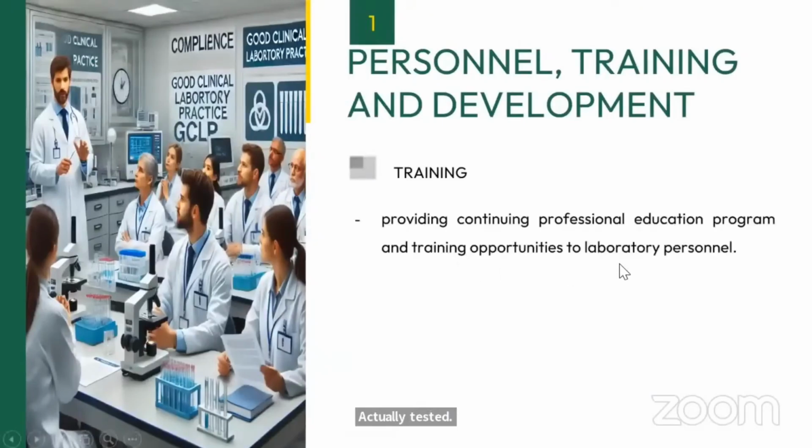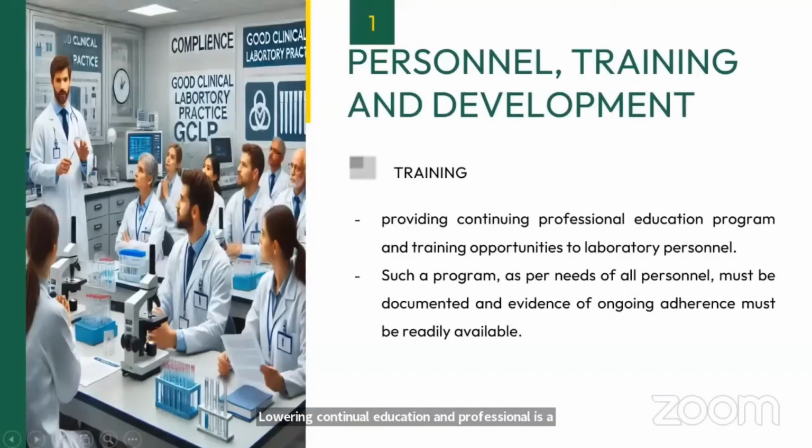Providing continual education to professionals is a requirement, one of the GCLP requirements. Such programs, as per the needs of all personnel, must be documented and evidence of ongoing adherence must be readily available. So whatever training programs you have prepared, you should see that the records of those training programs are appropriately available, and your laboratory is adhering to those training programs. So if some training program is scheduled for today at 7 o'clock, you should see whether it is appropriately conducted at 7 o'clock, or if there are any delays. If you are targeting 10 persons, whether all 10 persons are attending those training programs or not should be appropriately recorded.